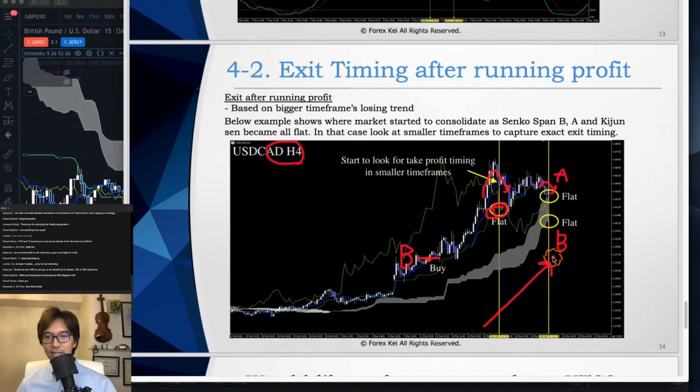Alright. Aditya asks, so we should look to sell when Kijun-sen and Senkou Span AB are flat? No. We should look to exit when Kijun-sen and Senkou Span AB become flat.